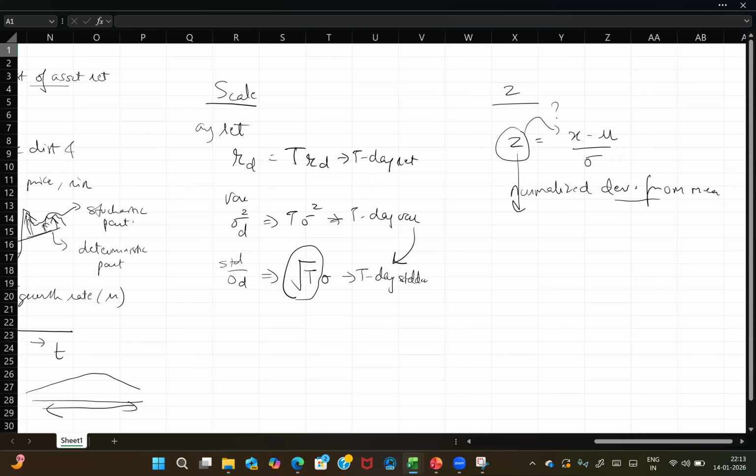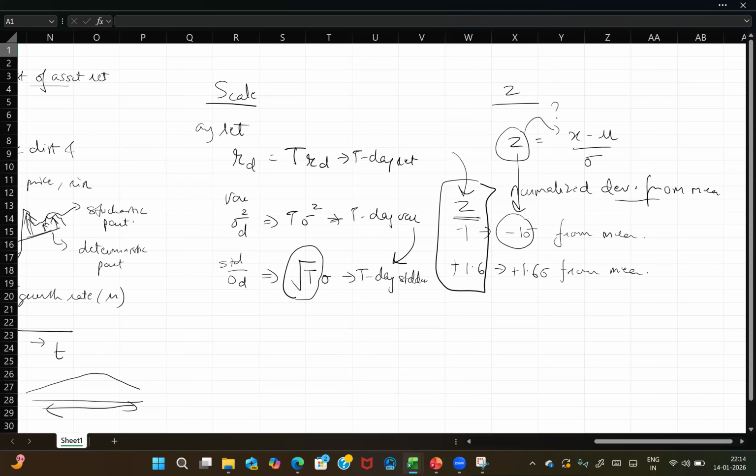So what if I say this value is -1? How do I read it? It means negative one standard deviation movement from the mean. Correct. That's how I read the value of Z as -1. Similarly, if I say Z is plus 1.6, can I say that is a plus 1.6 standard deviation up movement from the mean? Yes, sir. So that's what the Z value is which we are borrowing from the standard normal distribution.